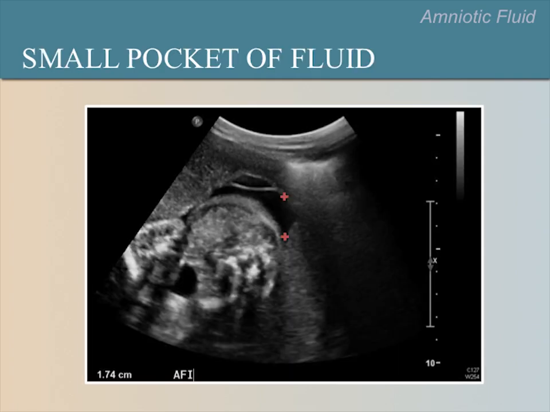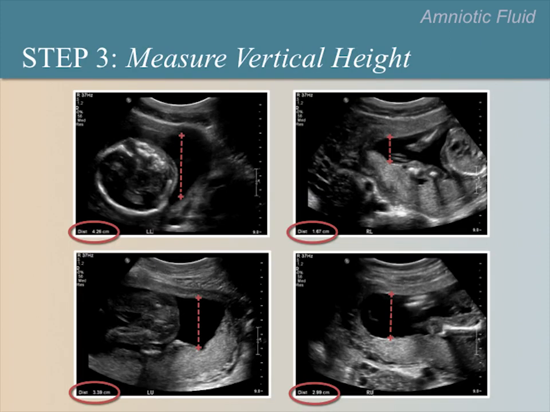This is a cross-section of the abdomen. There is just a small pocket of fluid in this image. We have labeled this pocket with red calipers to make it more obvious. Step 3 is to measure the vertical height of each pocket. Please note the calipers in this image and the vertical direction, meaning straight up and down, of the measurements.